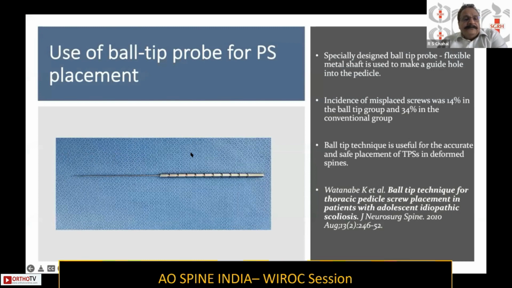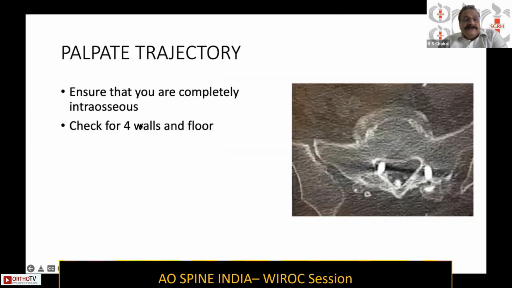So use a ball tip probe for pedicle screw placement, specially designed. The ball tip probe should be very, very flexible. They did a study and looked at it, and there was a 14% error with the ball tip, whereas it was 34% in the conventional group. So palpate and check all the four walls and the floor. Even if you feel at times on radiology that your screw is out, you take out the screw and try to feel it. That feeling when you probe with the sound is like you are climbing the stairs.